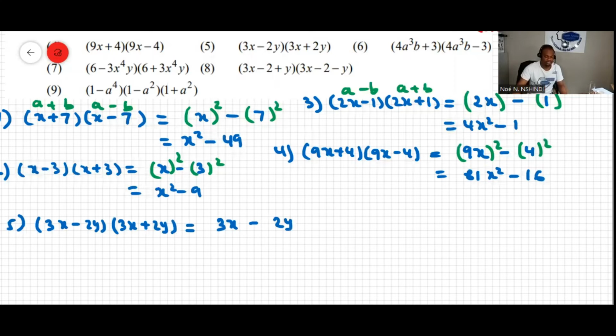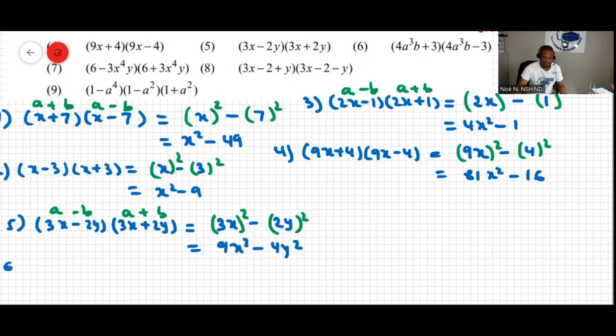Now this is like a, and that is a plus b. So this will be to the power of 2, and that also to the power of 2. Okay, and then this will be equal to 9x squared minus 4y squared. Okay, and then question 6.